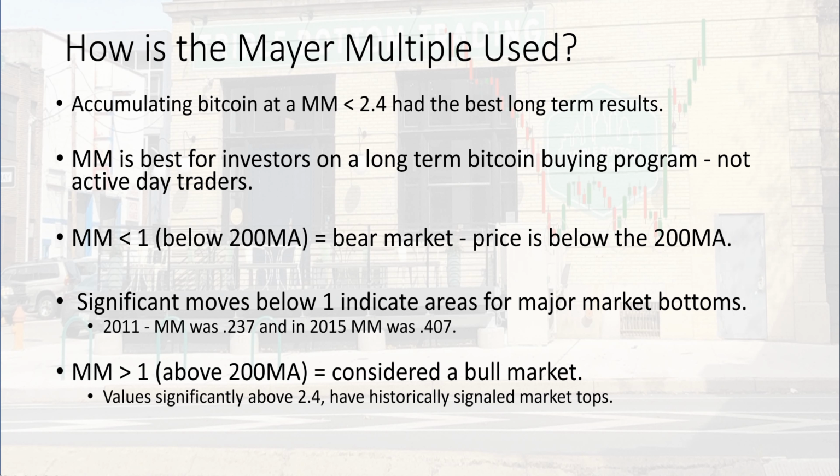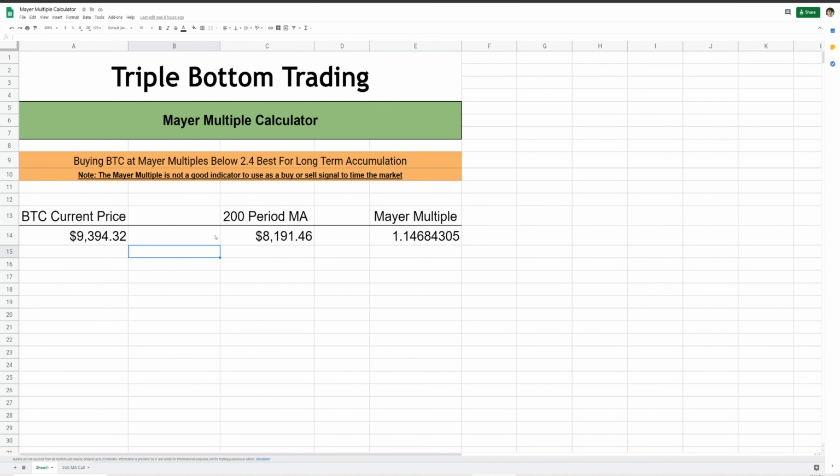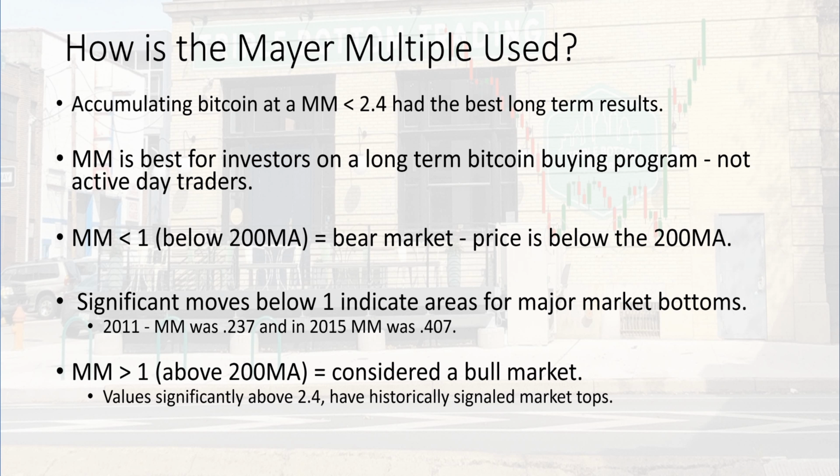Let's get into Mayer Multiples below 1. That means that the Mayer Multiple, or the price of Bitcoin, is actually below the 200-period moving average, right? Because we just went over how you simply take the Bitcoin price and divide it by the 200-period moving average. So if this number is bigger than that number, it's going to be bigger than 1. If the current price of Bitcoin is lower than the 200-period moving average, obviously the Mayer Multiple is going to be less than 1. Now that's categorized here as a bear market. That's when, as we just said, the price is below the 200-period moving average.